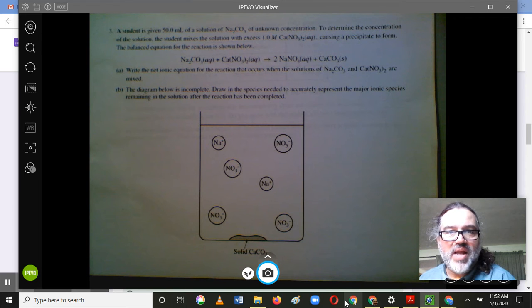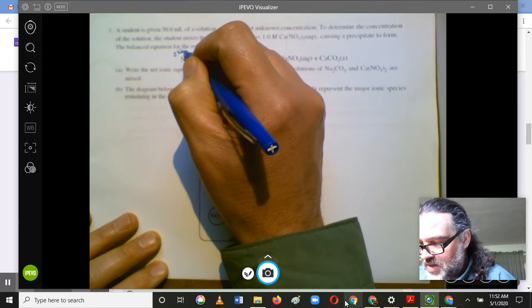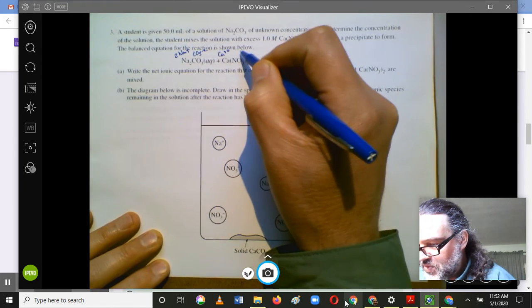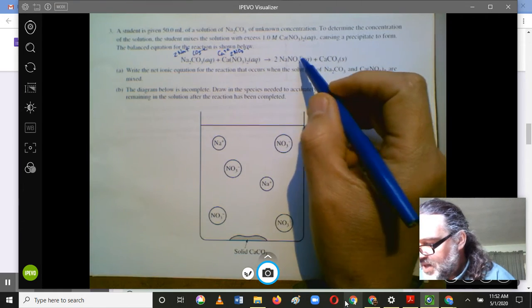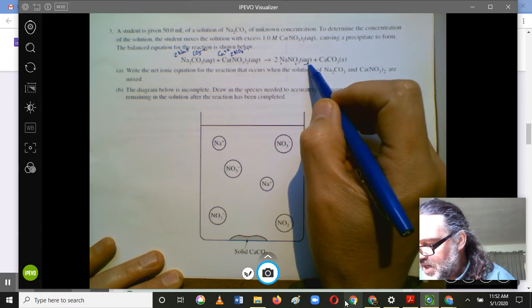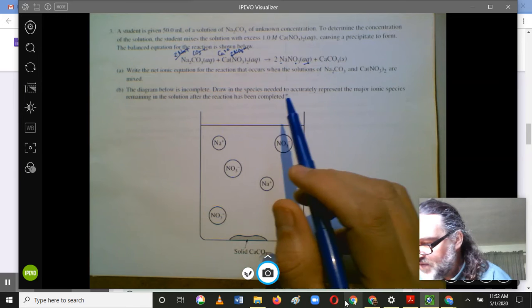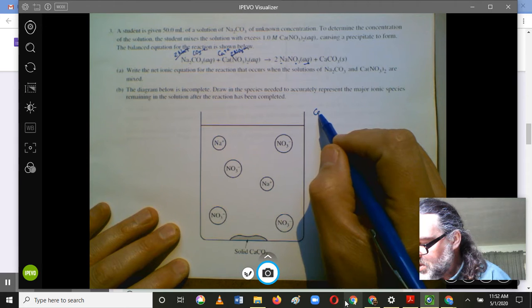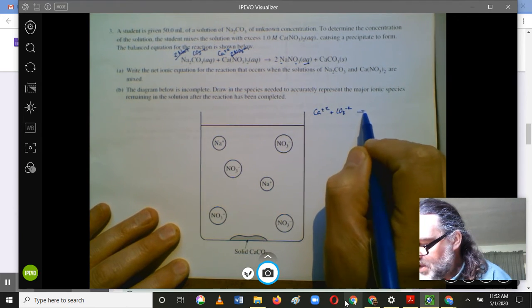Question A says, write the net ionic equation. Just pay attention to what's aqueous and what's solid. If we look right here, we can see that we would have 2 Na+ and a CO3 2-, a Ca 2+, and an NO3 1-, and there's 2 of those. The sodium and the nitrate are aqueous, so that means the sodium and the nitrate stay in solution. What's left over? Well, your net ionic equation.